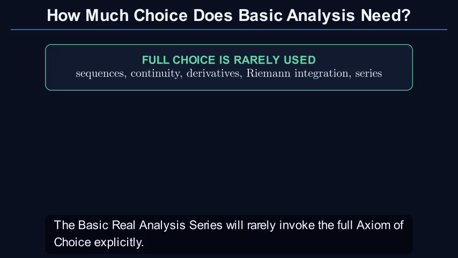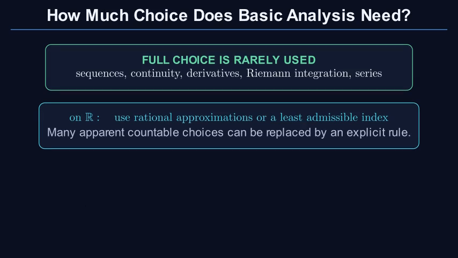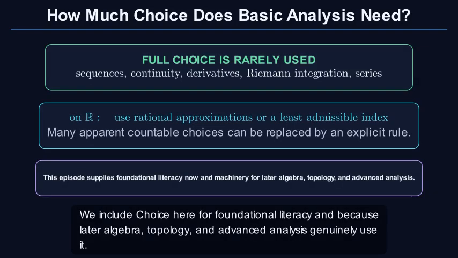The basic real analysis series will rarely invoke the full axiom of choice explicitly. On the real line, many apparent selections can be made canonical using rational approximations or the least admissible index. So the next 50 convergence proofs are not secretly powered by Zorn's lemma. We include choice here for foundational literacy and because later algebra, topology, and advanced analysis genuinely use it.